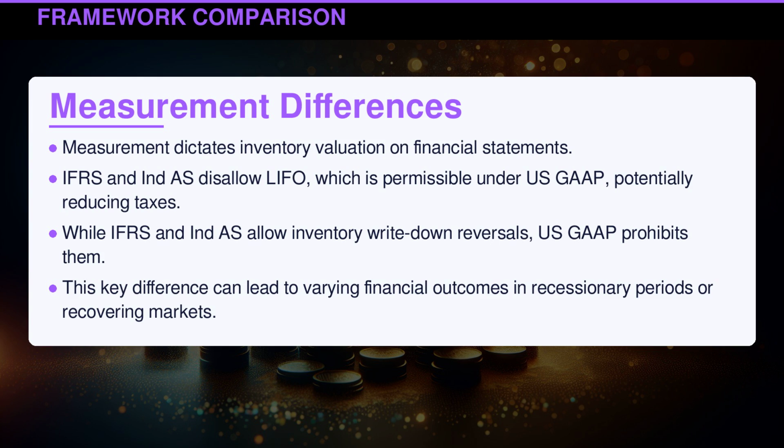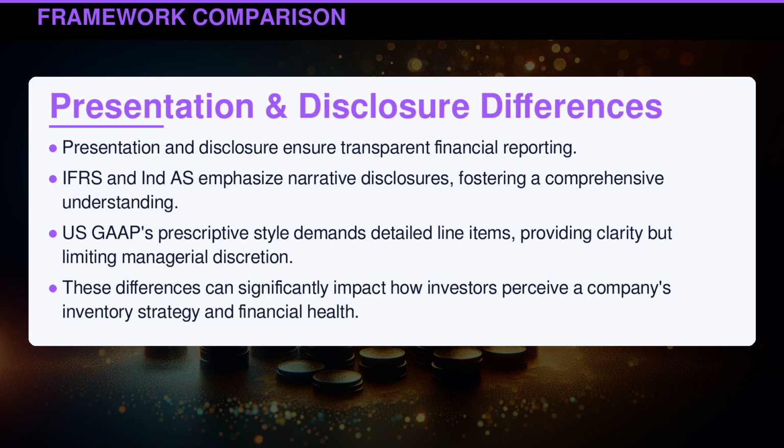While International Financial Reporting Standards and Indian Accounting Standard allow inventory write-down reversals, U.S. Generally Accepted Accounting Principles prohibits them. This key difference can lead to varying financial outcomes in recessionary periods or recovering markets. Presentation and disclosure ensure transparent financial reporting.